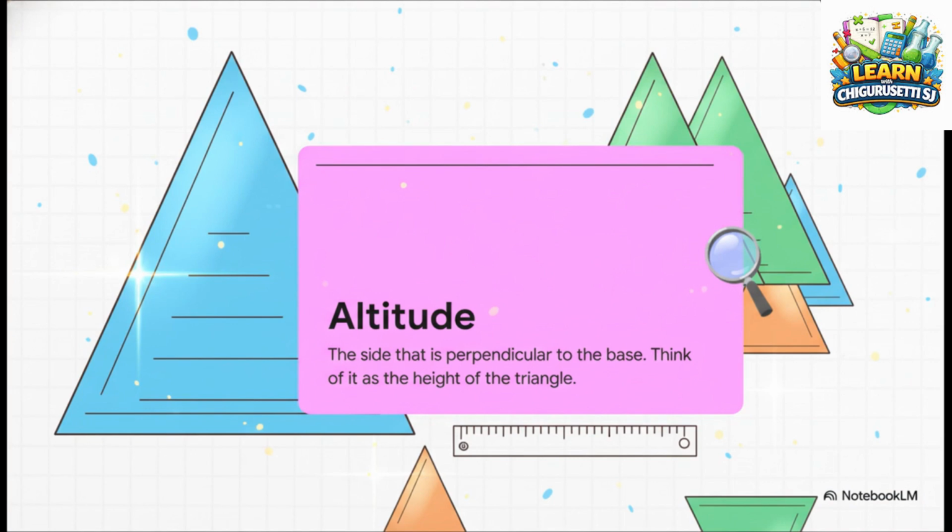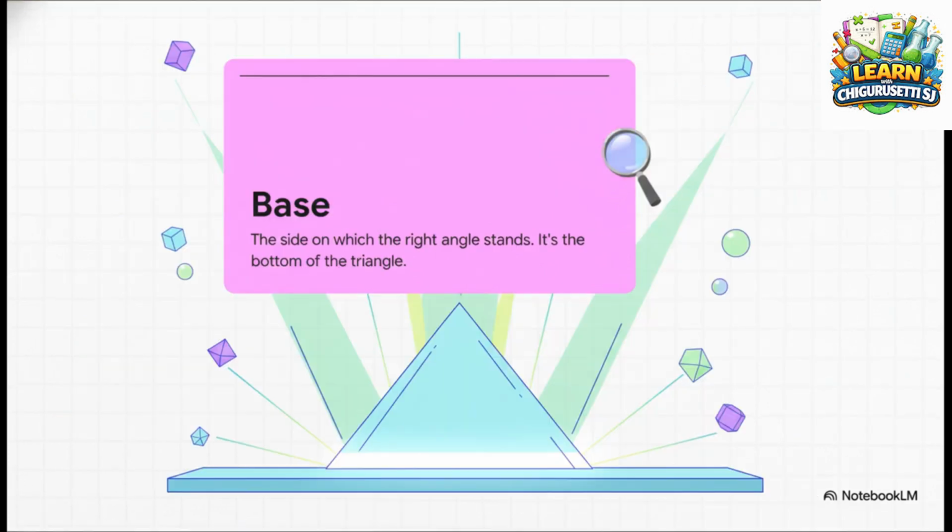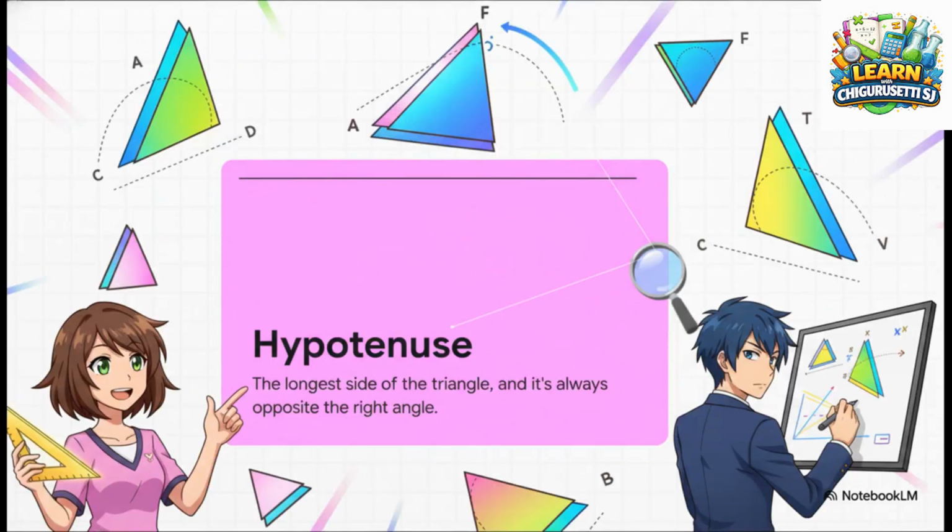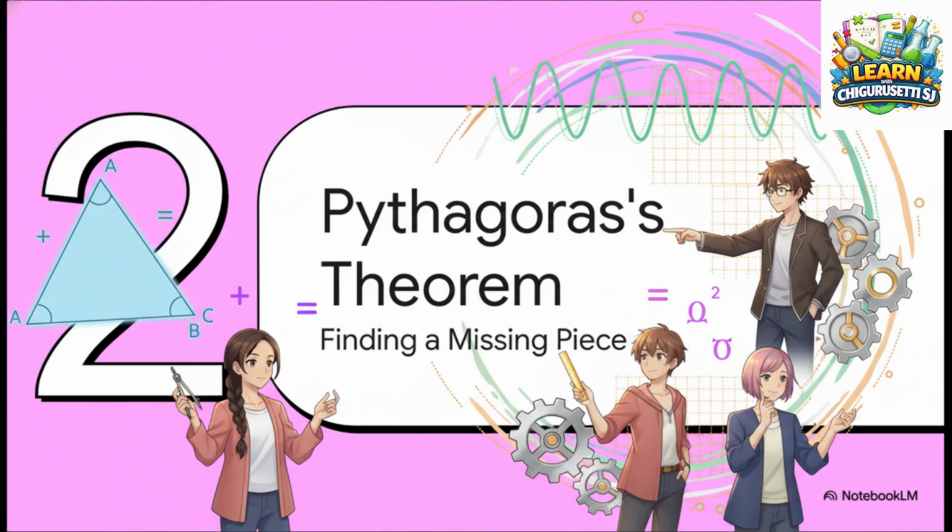First up, we've got the altitude. The easiest way to think about it is it's just the height, the side that goes straight up. And then you have the base. That's the flat bottom that the right angle is sitting on. You can think of it like the triangle's foundation. And finally, this is the one you really want to remember, the hypotenuse. It's always the longest, slanted side, and here's the trick, you can always find it right across from that 90-degree angle. Okay, so altitude, base, hypotenuse.